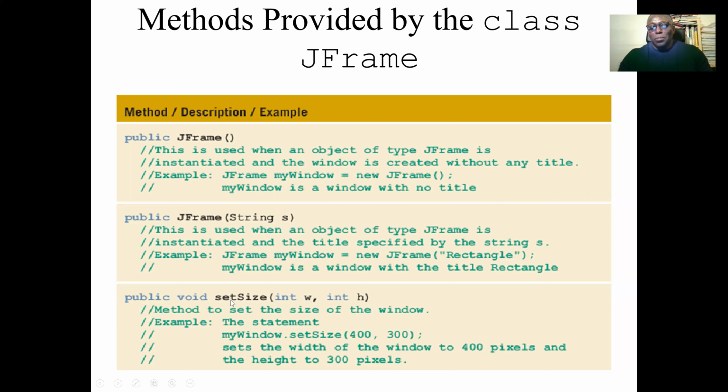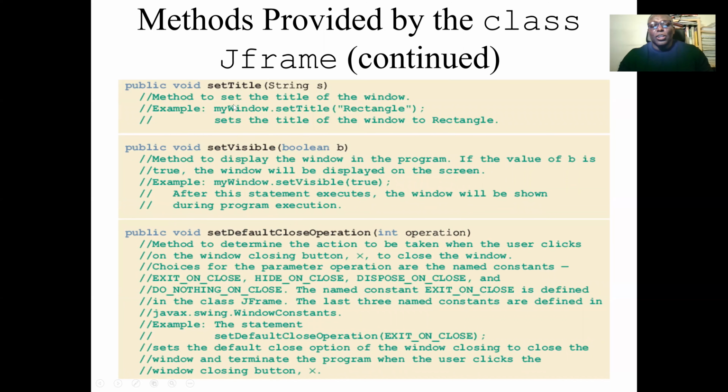So we can call the method setSize. The first argument will be the width and also the height. For example, myWindow.setSize(400, 300), which is 400 width and the height is 300. Then also we can set the title. If earlier we didn't have the title, we can use the setTitle method. So here we have myWindow.setTitle Rectangle.